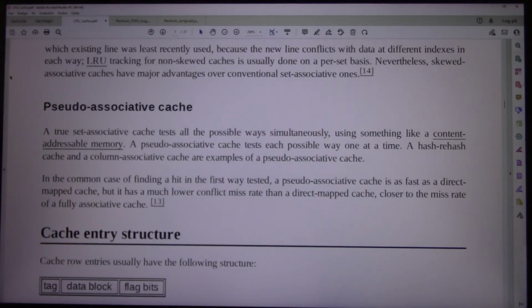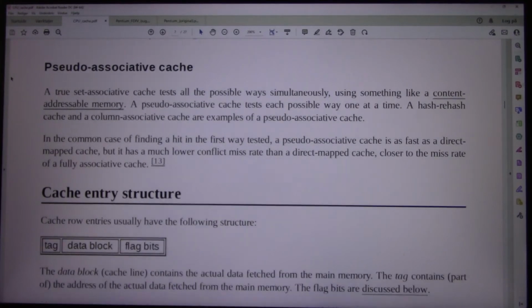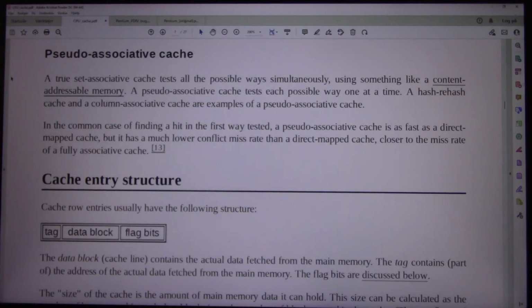Pseudo-associative cache. A true set associative cache tests all the possible ways simultaneously, using something like a content-addressable memory. A pseudo-associative cache tests each possible way one at a time. A hash-rehash cache and a column-associative cache are examples of a pseudo-associative cache. In the common case of finding a hit in the first way tested, a pseudo-associative cache is as fast as a direct mapped cache, but it has a much lower conflict miss rate than a direct mapped cache, closer to the miss ratio for a fully associative cache.